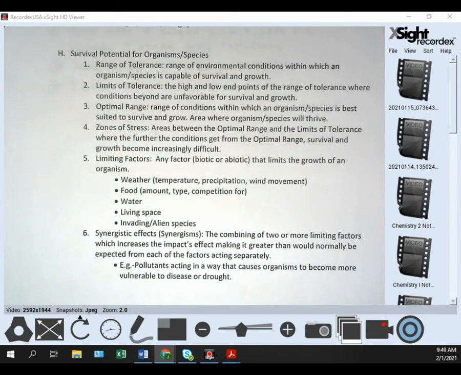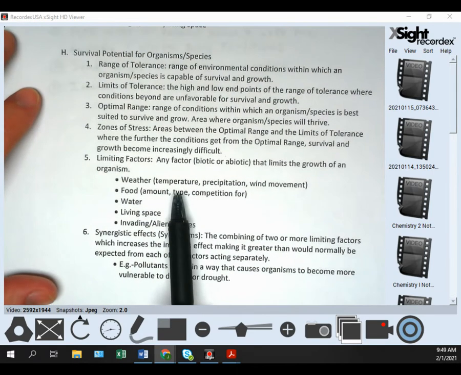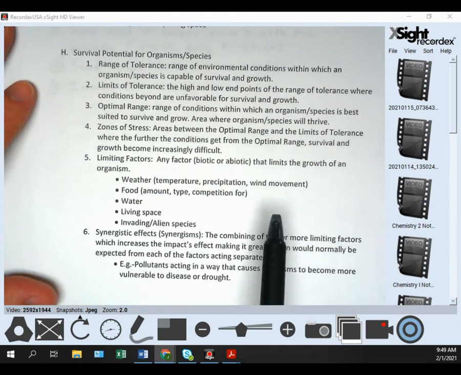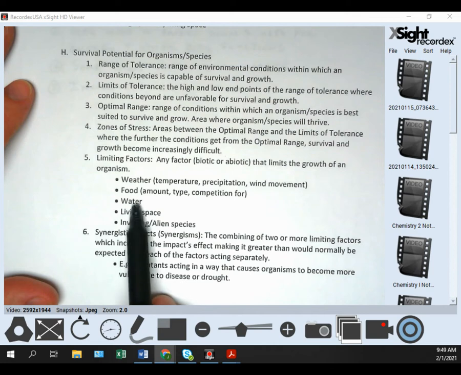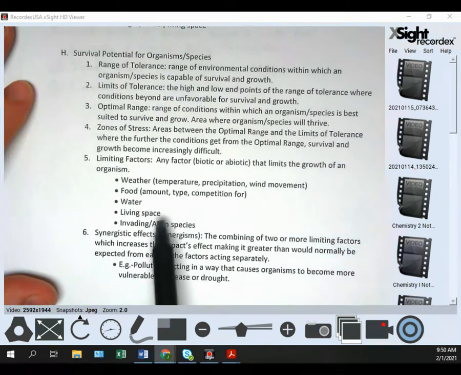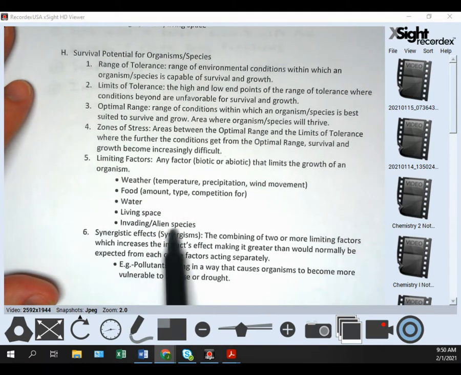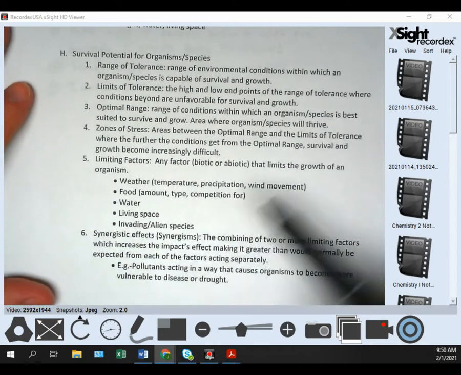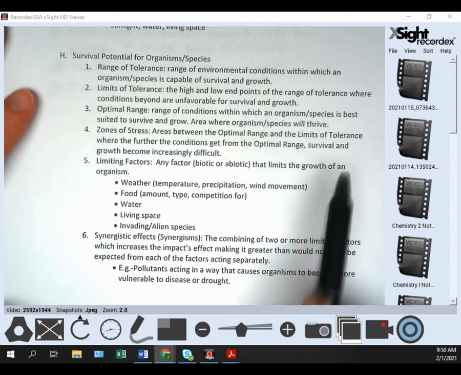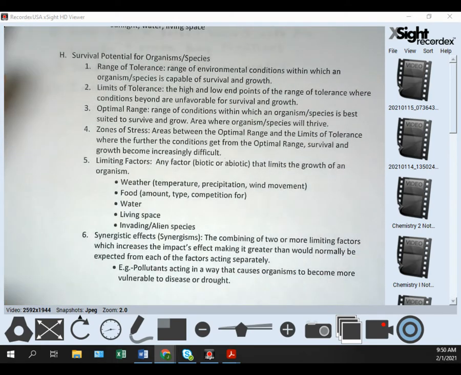So weather can be a limiting factor. Included under that could be temperature, precipitation, wind movement, anything like that. Okay. Food, the amount, the type, competition for it, water, living space, invading or alien species coming in. So any of these things can impact the growth of an organism. And remember, when we say organism, we're not talking just animals. We're talking plants, animals, any living thing.